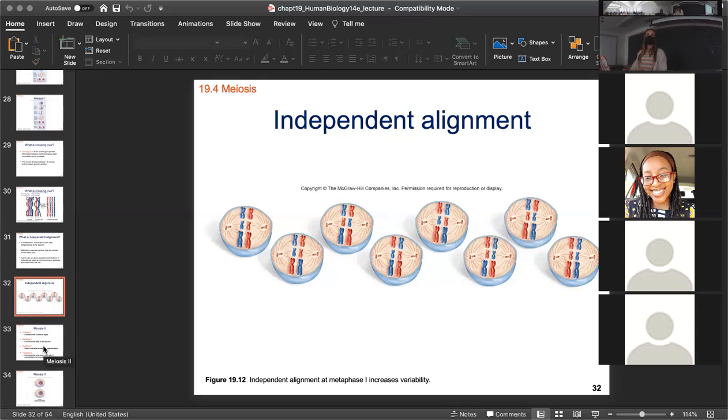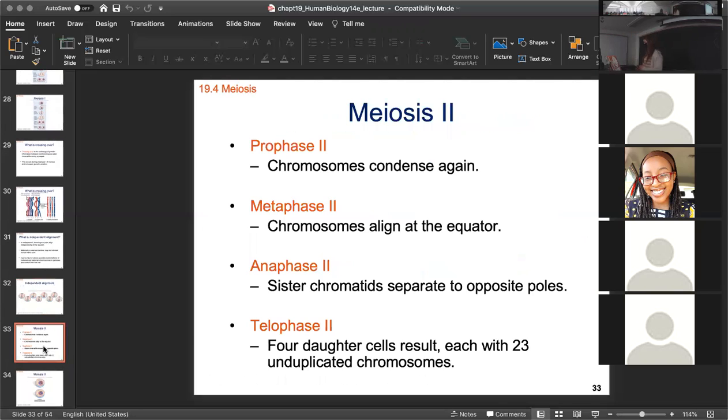So we got crossing over, where they kind of twisted together and created a different pair. Then you have independent alignment. How did they line up and divide? That gave us some genetic variation. Okay. Now we're on to the second stage of meiosis.